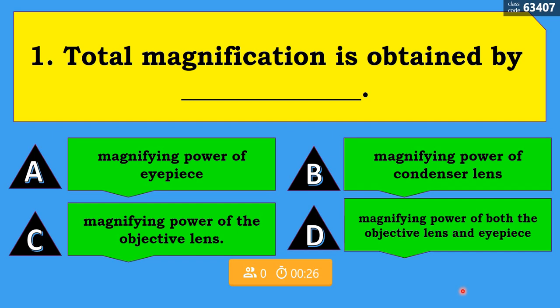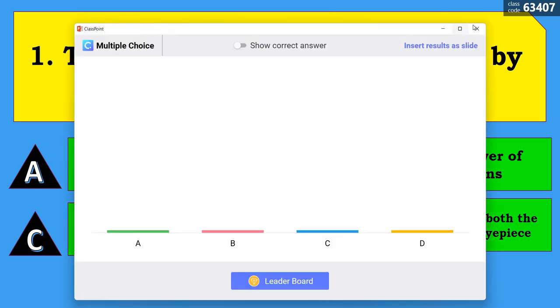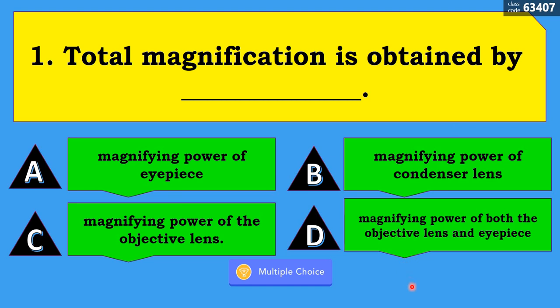Okay, let's have this one. Total magnification is obtained by blank. A. Magnifying power of the eyepiece. B. Magnifying power of the condenser lenses. C. Magnifying power of the objective lens. And D. Magnifying power of both the objective lens and the eyepiece. Okay, let's see, what's the answer? The correct answer is letter D, magnifying power of both the objective lens and the eyepiece.